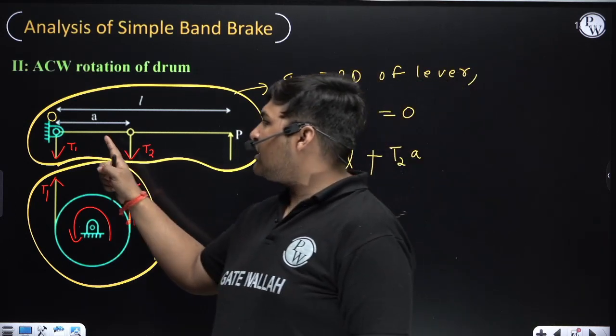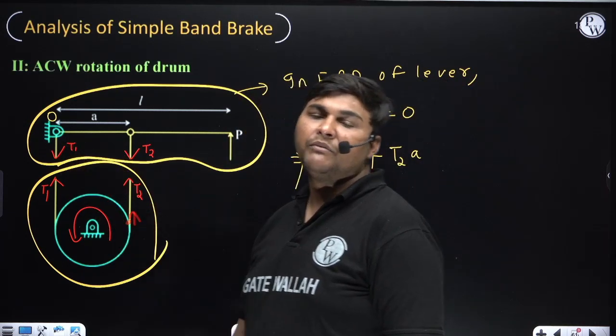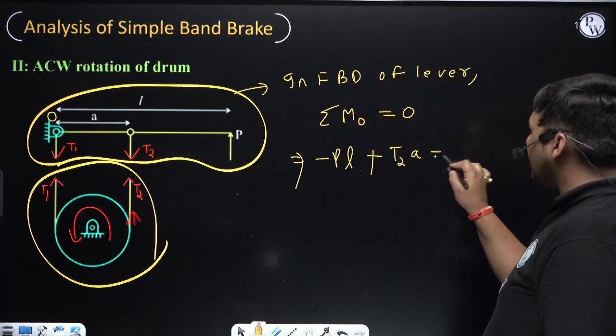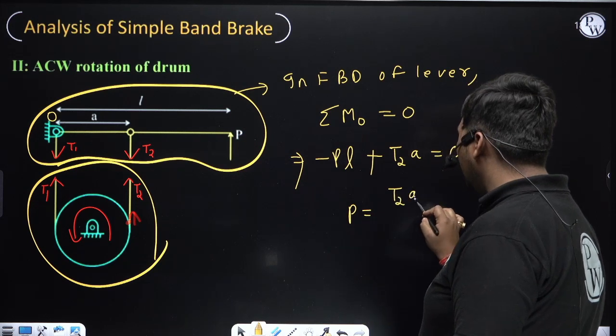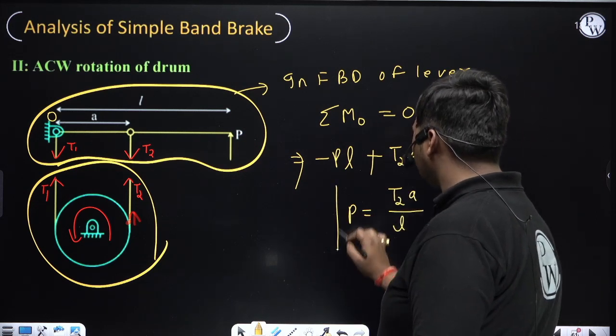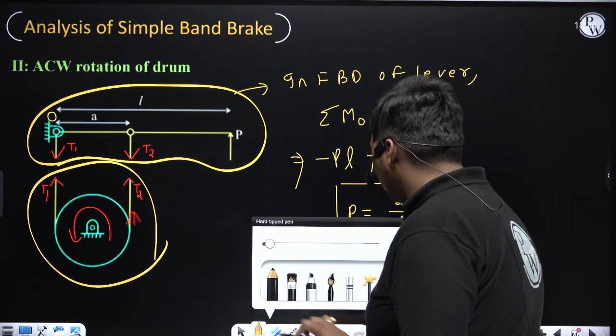Now the moment of T1, since T1 is passing through O, its moment will be 0. So this is the net moment about fulcrum O. From this relation, you will find the relation for P. It will come as T2 A upon L. Okay, so this is the braking effort relation.